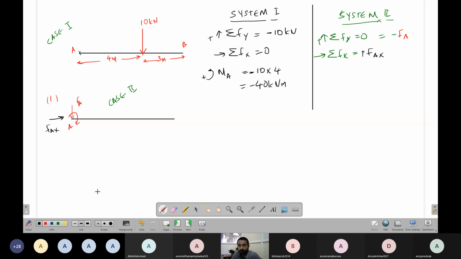Now what about moment? Moment about the same point. Anti-clockwise positive. About this point, anti-clockwise positive. So FA into 0 plus FAX into 0 minus M at A. So let's call this M. Okay. Some force FA, some horizontal force FAX, and some moment here. Now I have to keep on equating these two. Then equate.